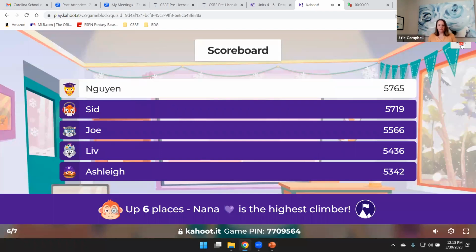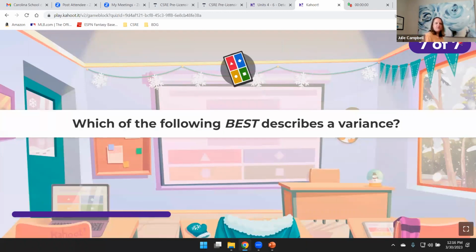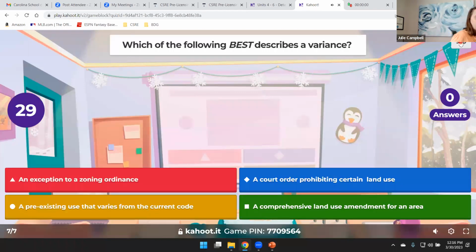Well, that didn't change at all. Except Nana is our highest climber. You should see the little summit on your phone. I think you see a little symbol. And the last one for this Kahoot, which of the following best describes a variance?